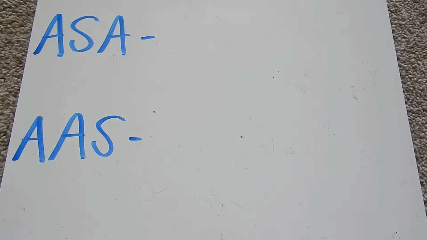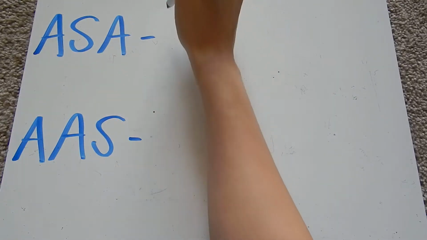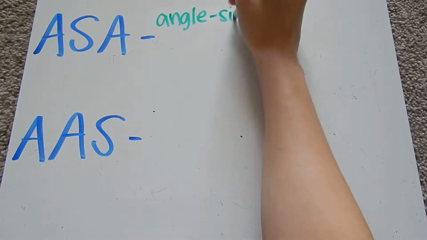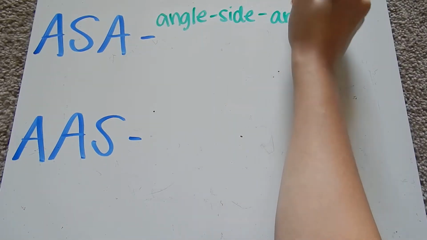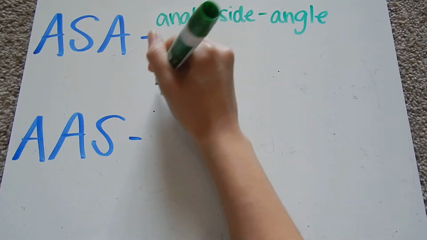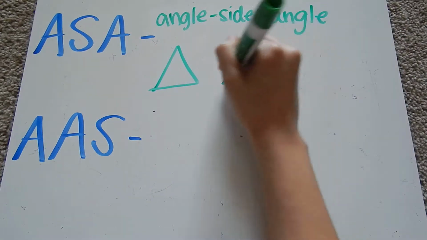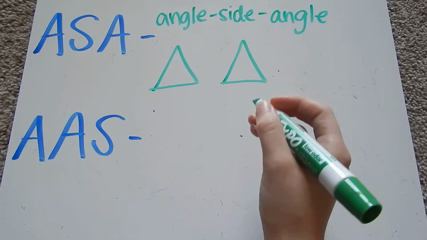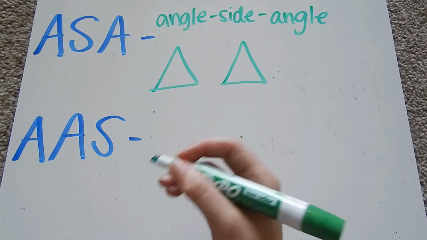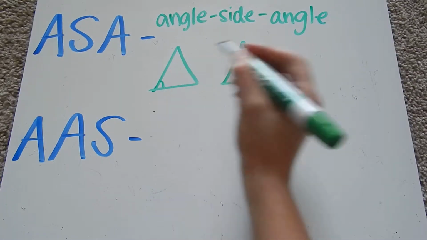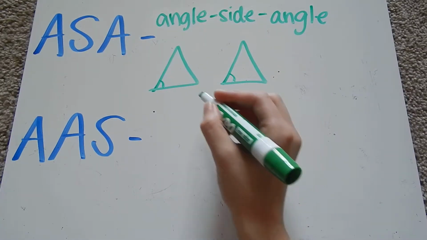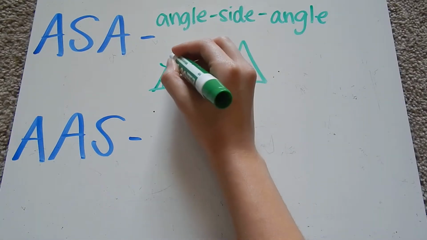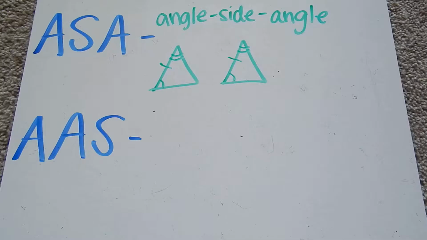The first thing we can look at, ASA, means angle, side, angle. Which means if you have two triangles and they have an angle, a side, and an angle in that order congruent, then they are congruent. So if we have these angles equal, the included side equal, and then the other angle equal.